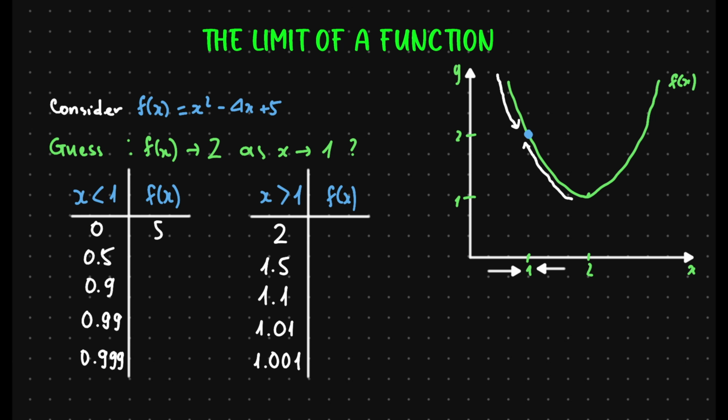So for x equal to 0, we got 5, and then 3.25, 2.21, 2.0201, and the last one we got 2.002001.